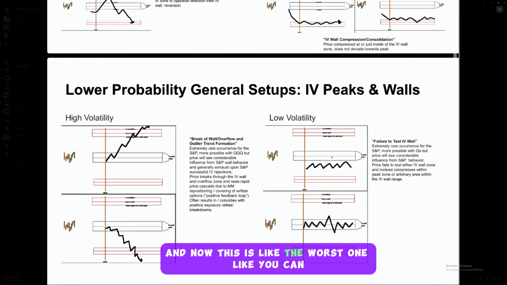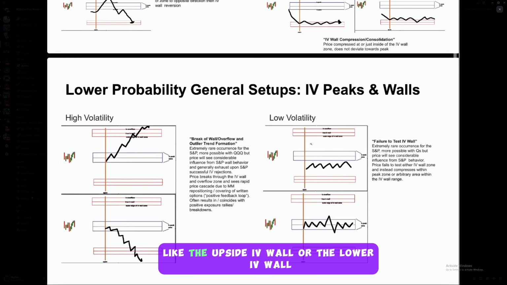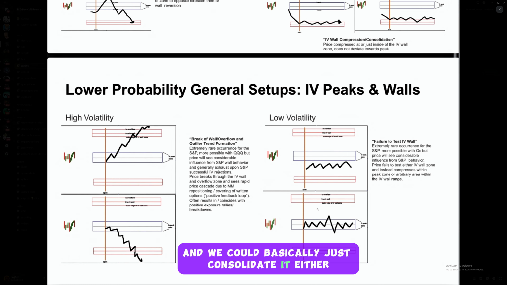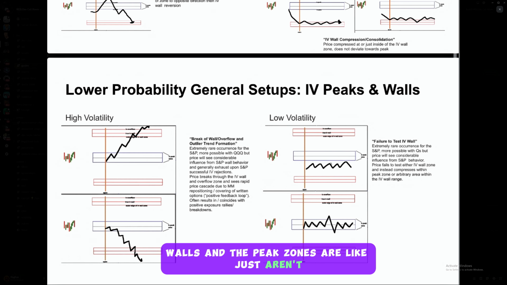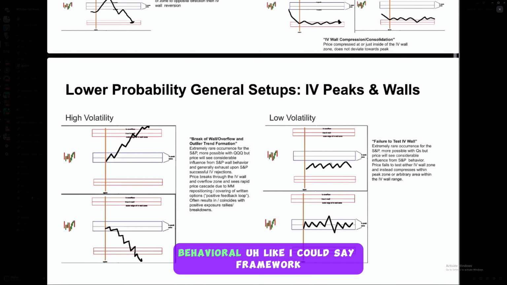And now this is the worst one. In the low volatility conditions, we do not test either of the IV walls, the upside IV wall or the lower IV wall, and we could basically just consolidate either inside of the IV peak zone or just not even in it, right? So the key takeaway here is that the IV walls and the peak zones are just not static support and resistance. Basically it creates a behavioral framework, I could say, right?